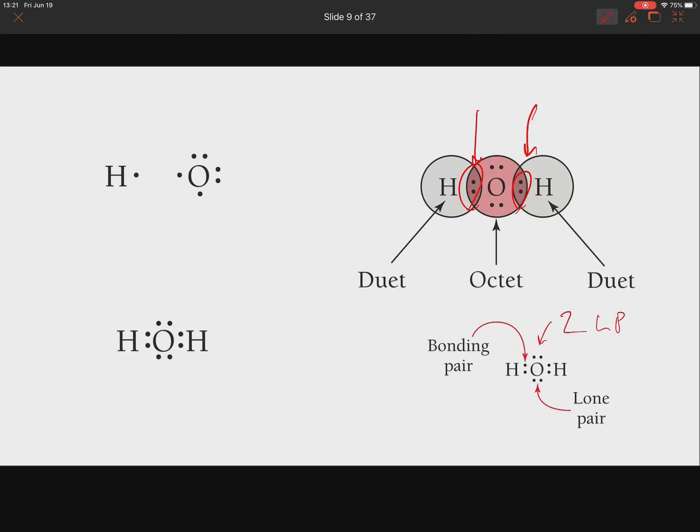Now, bonding pair electrons are often represented by dashes to emphasize that they are a chemical bond. So again, like that. Each dash represents a pair of electrons. So there would be two electrons there, two electrons there, two electrons there, and two electrons there.